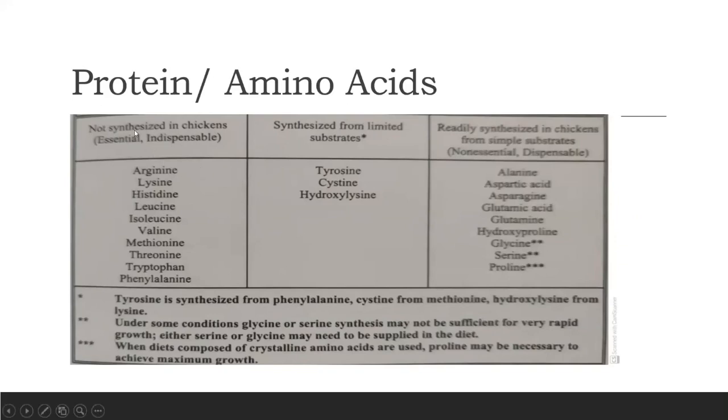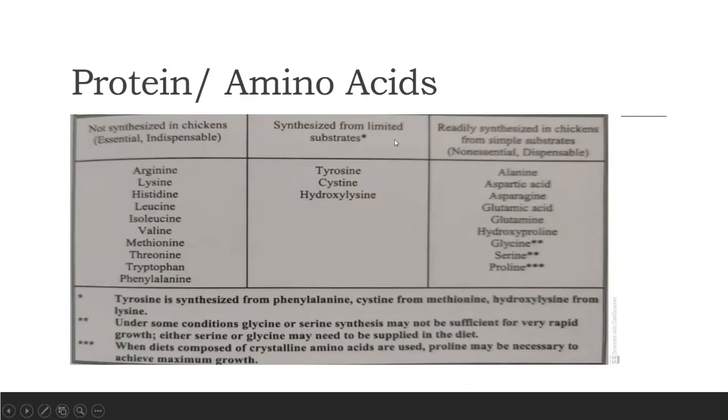Under the non-synthesized in chickens are arginine, lysine, histidine, leucine, isoleucine, valine, methionine, threonine, tryptophan, and phenylalanine. You have to supplement these through the feed because the body cannot synthesize these amino acids completely. So these have to be supplemented from the feed.